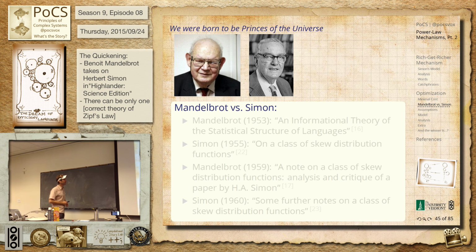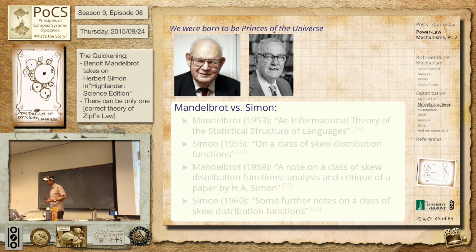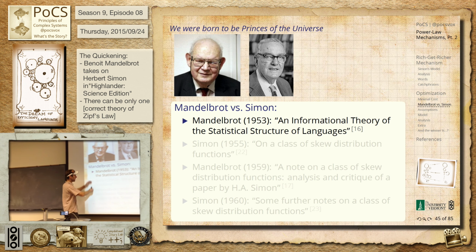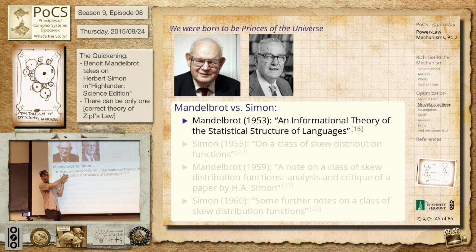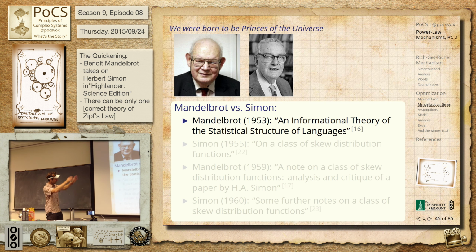So here we have Mandelbrot and Simon. Not the best photos, I guess. But this is a sequence of papers, right? So Zipf is 1949. It's published, and people are like, oh, this is the thing now. People have been getting at it a little bit, but then Zipf's big book comes out, and they're like, okay, let's figure it out. So, strong title, Informational Theory of the Statistical Structure of Languages. Good, and that's what we're going to talk about.